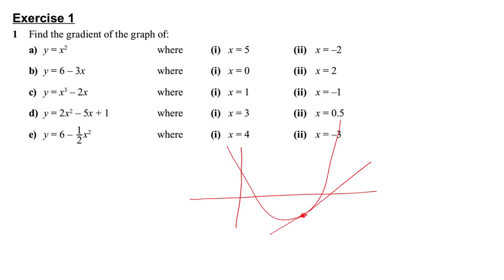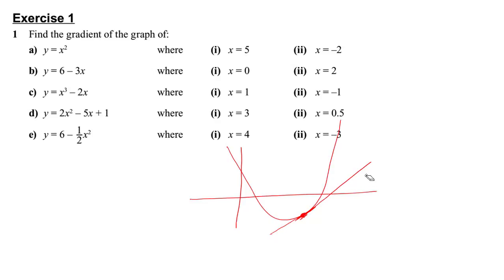So usually at this particular point, if you look at it, the gradient of this curve at this particular point here is the same as the gradient of this tangent here. So the gradient of a curve at a particular point is the same as the gradient of the tangent drawn passing there. So that's what I want you to notice. But in terms of working out, the idea is very much the same.